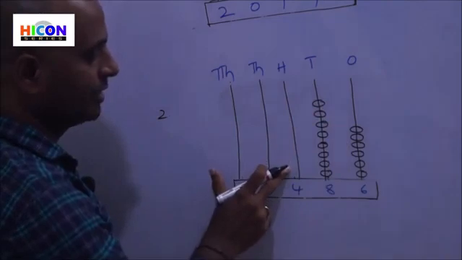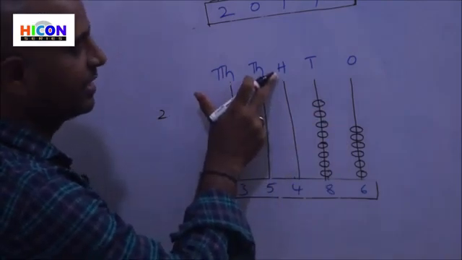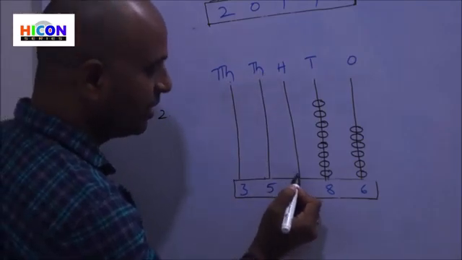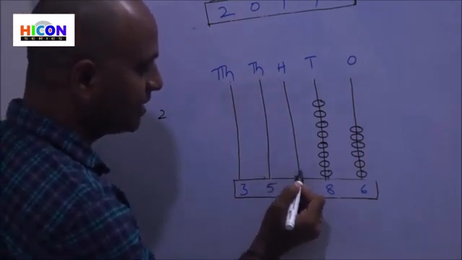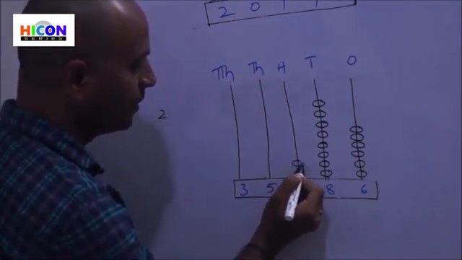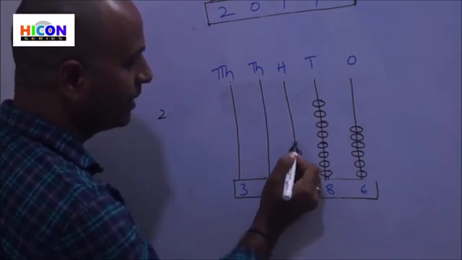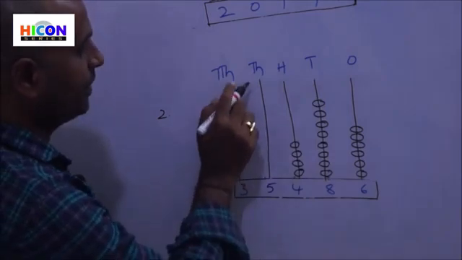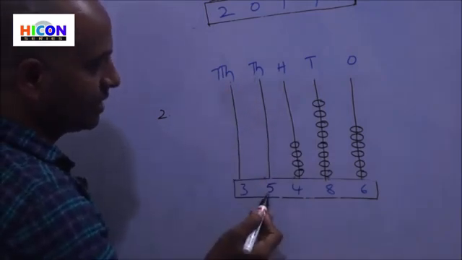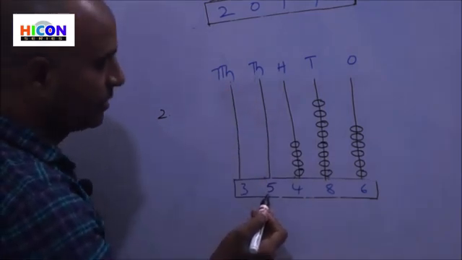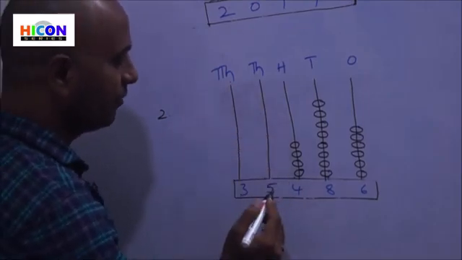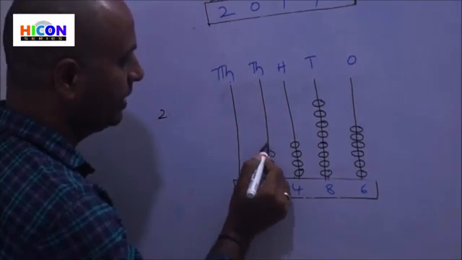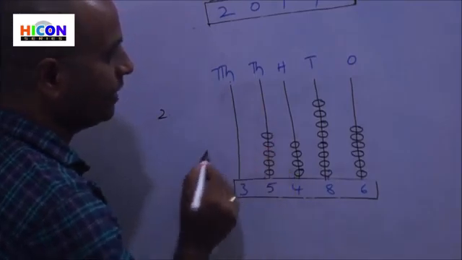So go to the third stick. The third stick represents the hundreds place. In the hundreds place, the digit is 4. So just draw 4 beads on this stick. 1, 2, 3, 4. So go to the fourth stick. The fourth stick represents the thousands place. In the thousands place, the given digit is 5. So just draw 5 beads on the fourth stick. 1, 2, 3, 4, 5.